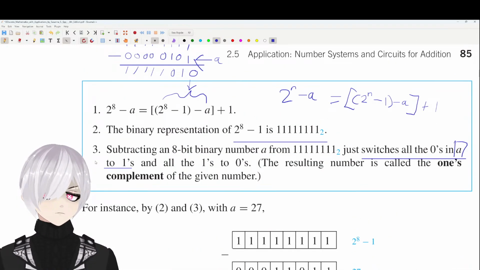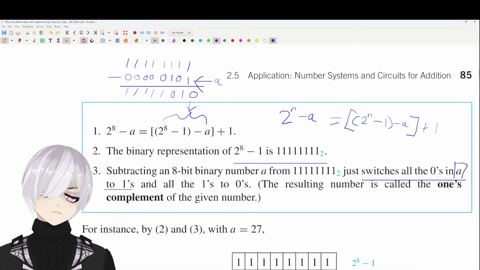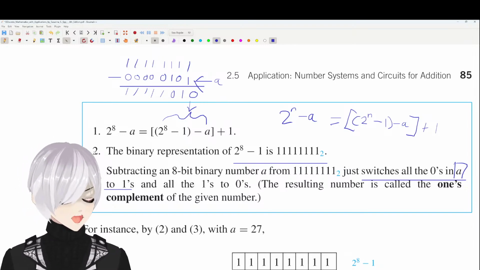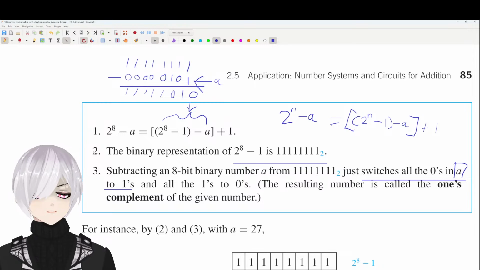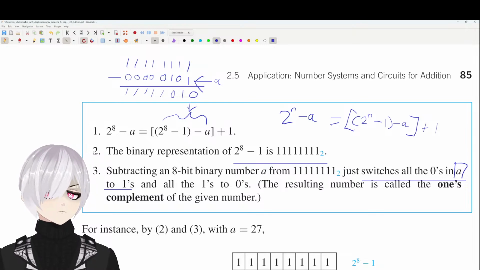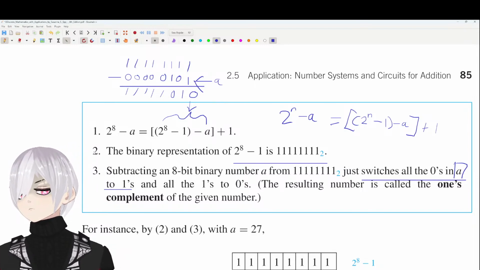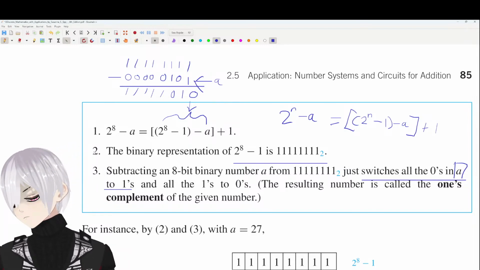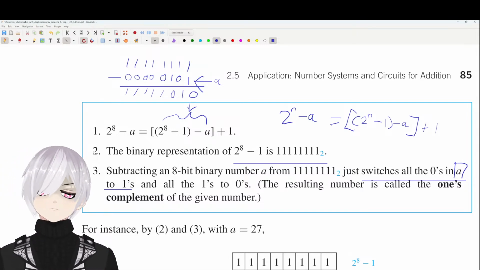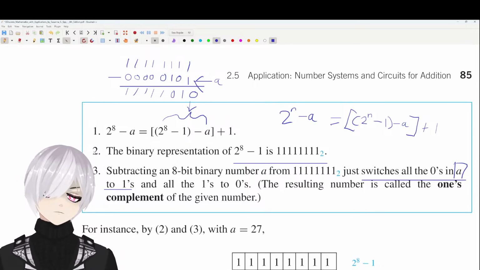I guess we can't apply the procedure to 256 because we can't write the representation of 256 using only 8 bits. We need 9 bits. So we can do the procedure for numbers from 1 to 255, and those are the positive integers that you can write using 8 bits. Then we write them using 8 bits, switch the ones to zeros and the zeros to ones, and then add 1.